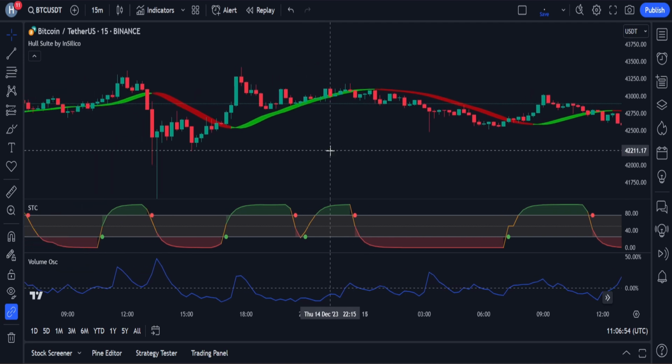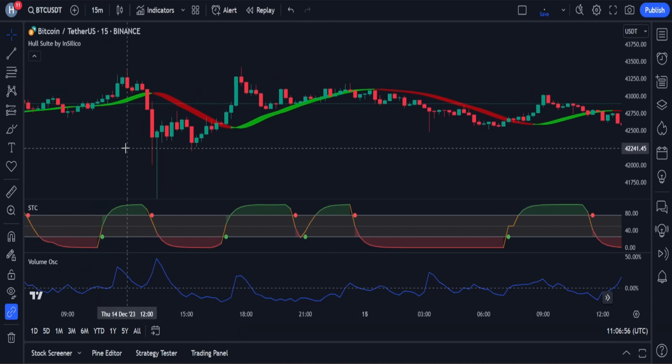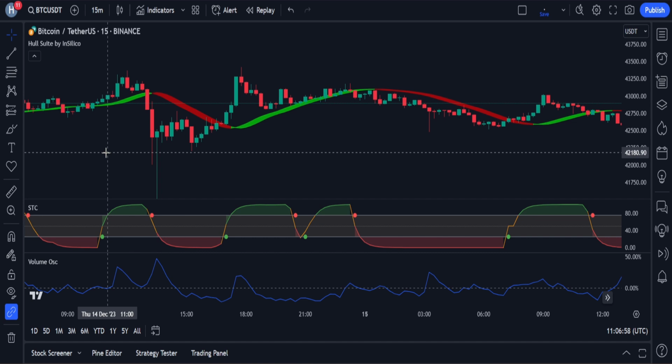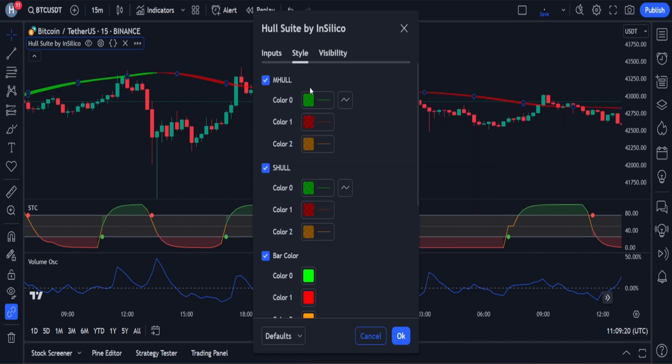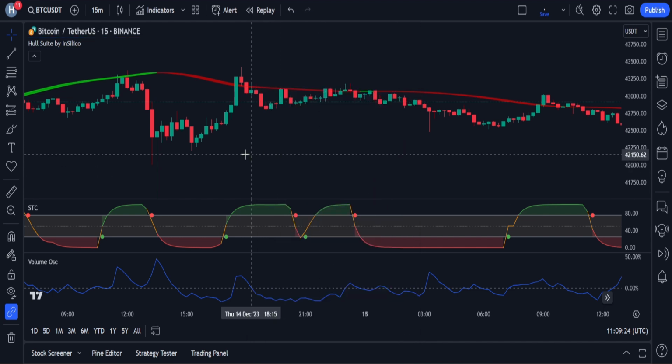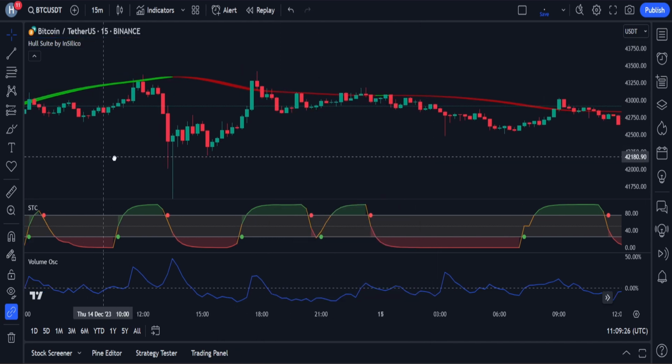Now, let's change the indicator settings to optimize them for the strategy. First of all, we will head over to the Hull Suite indicator settings and navigate to the input tab. Now change the length from 55 to 60. After that, change the length multiplier to 3. We will be keeping the style settings of the Hull Suite the same. Now we will close the settings tab. We do, however, still need to change the settings of the other indicators.